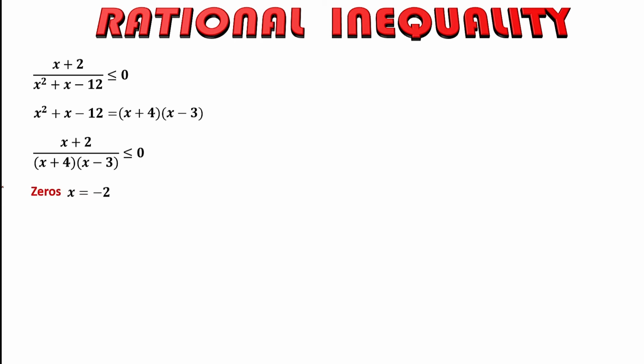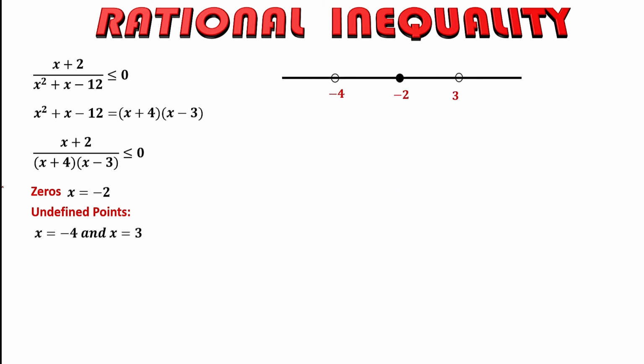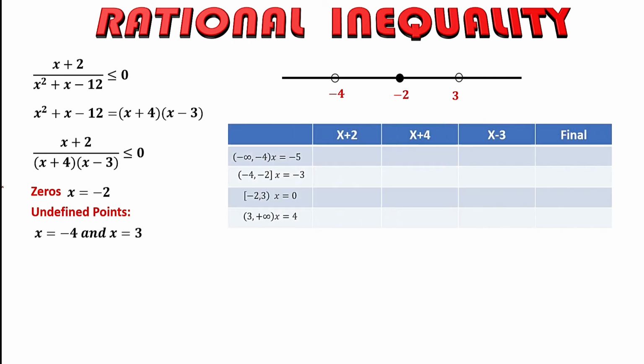You find the zero, x equal to negative 2. The undefined points are when the denominator is 0, negative 4 and 3. You create the line, including negative 2, because negative 2 is a zero. You create a table with the corresponding intervals. You find the signs. In this case, you find the sign of each interval using one point.